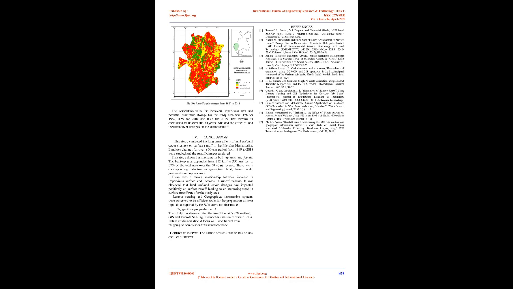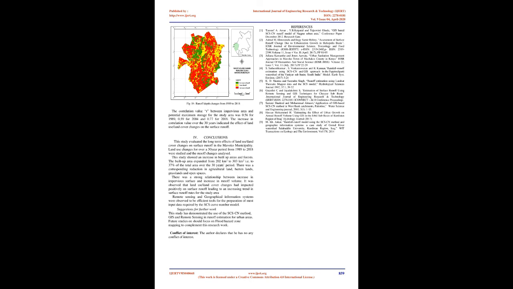This study evaluated the long-term effects of land use / land cover changes on surface runoff in the Mavoko Municipality. Land use changes for over a 30-year period from 1989 to 2018 were studied and the runoff changes analyzed. This study showed an increase in built-up areas and forests. The built-up area expanded from 202 square kilometers to 303 square kilometers, i.e. to 37% of the total area over the 30 years period.